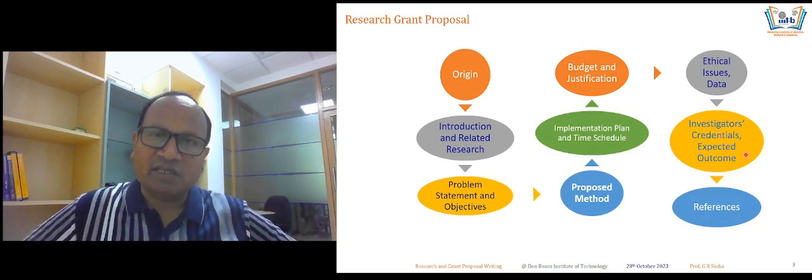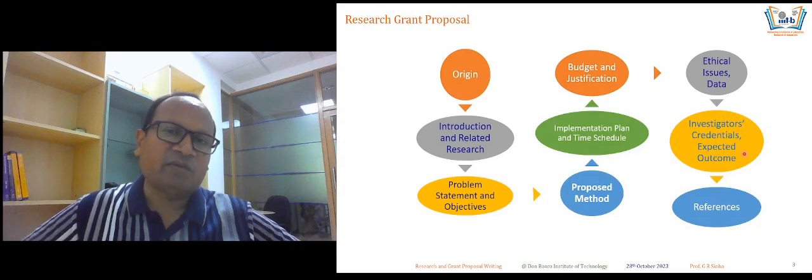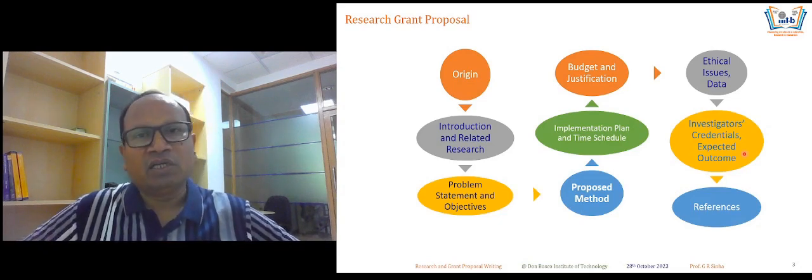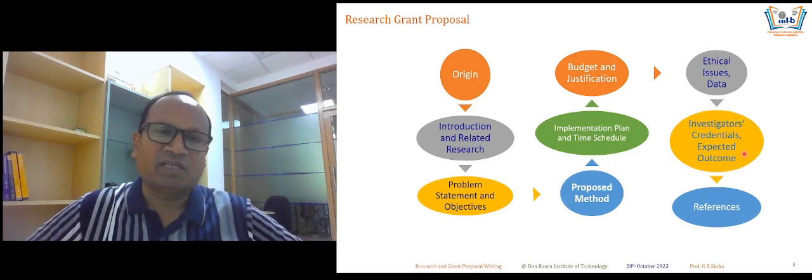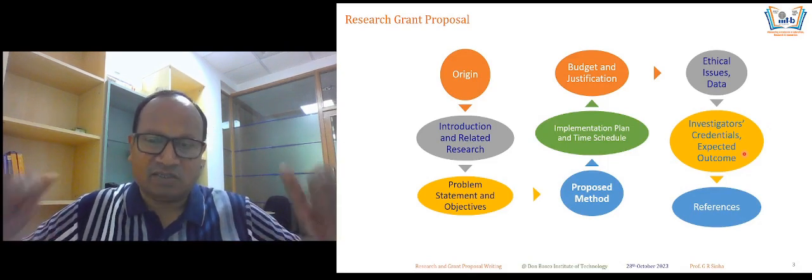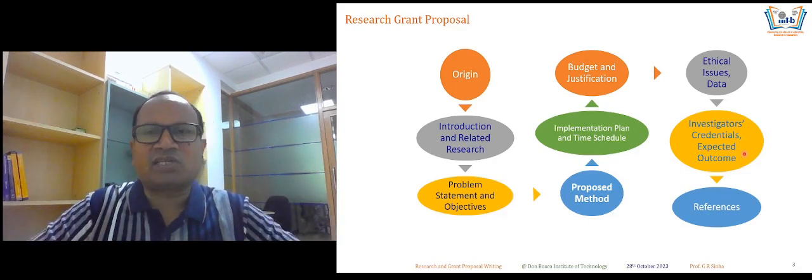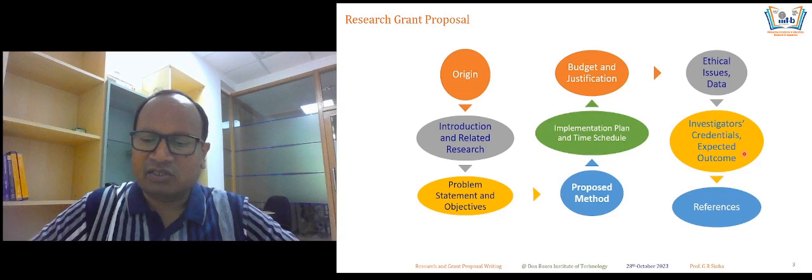And then you have to write the expected outcome. What is the anticipated outcome that you think will be the tangible outcome of your research proposal? When you complete this, you will be delivering this. And then come references. There are many more components, but these are the major components in any research grant.